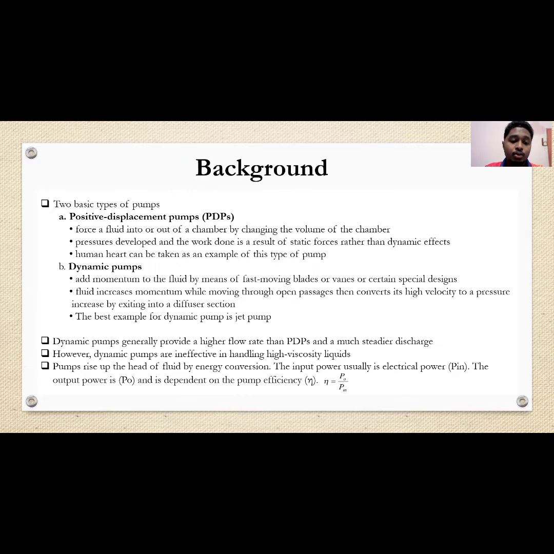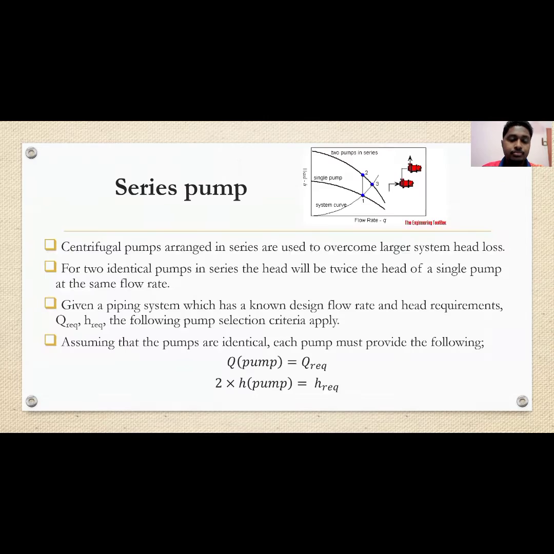Dynamic pumps generally provide a higher flow rate than positive displacement pumps and a much steadier discharge, but dynamic pumps are ineffective in handling high viscosity fluids. Pumps raise the head of fluid by energy conversion. The output power is dependent on the pump efficiency, which can be calculated by dividing the output power by the input power. So now let's look at the series pump.